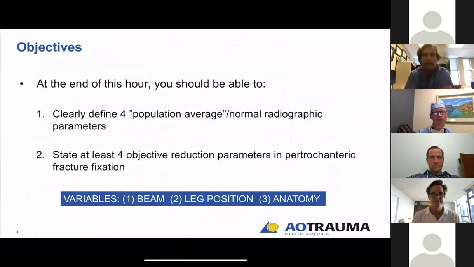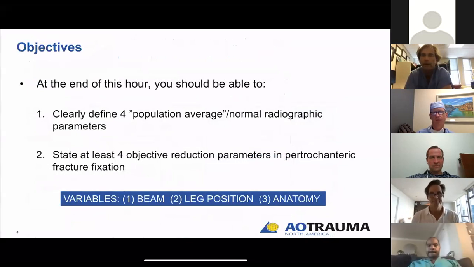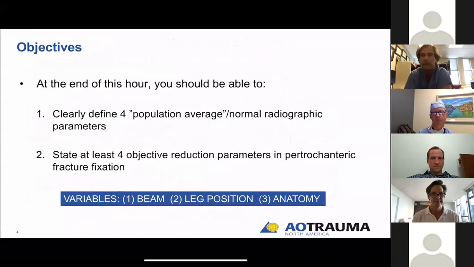All right, so at the end of this hour, you should be able to clearly define 4 population average or normal radiographic parameters for the proximal femur, and to state at least 4 objective reduction parameters in pertroch fracture fixation and when you're going to use which one. But I want to make it clear from the very beginning, this was a complicated project.